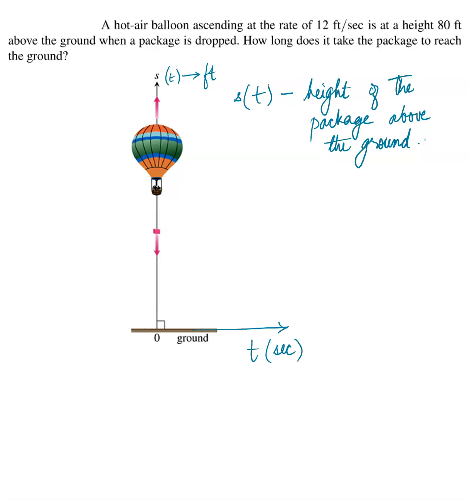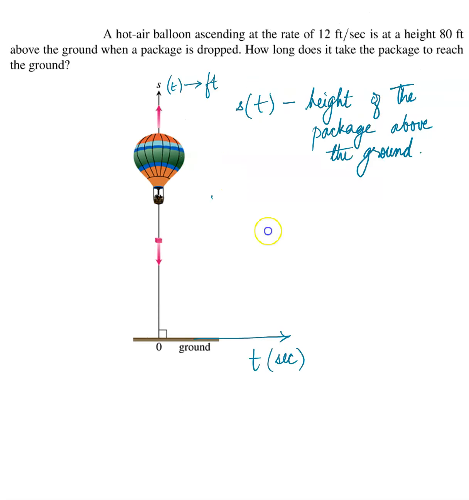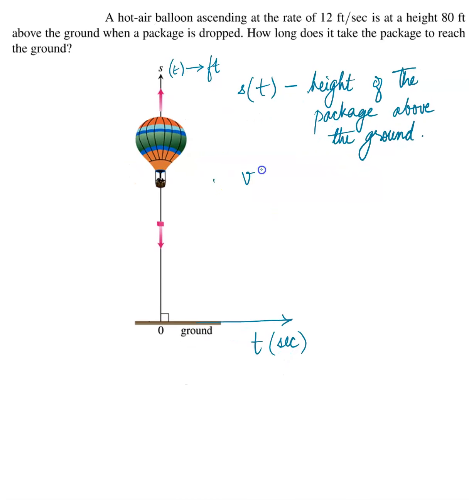The whole problem is about how long it takes the package to reach the ground. So we're not particular about the balloon itself, it is the package that's falling to the ground. But we're interested in the balloon just because they gave us information on the speed of the balloon, so that's coming up next. We want to consider v of t, velocity. It denotes the velocity of the package at time t, because it's v of t.